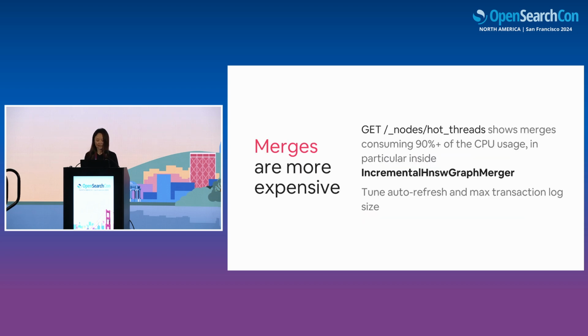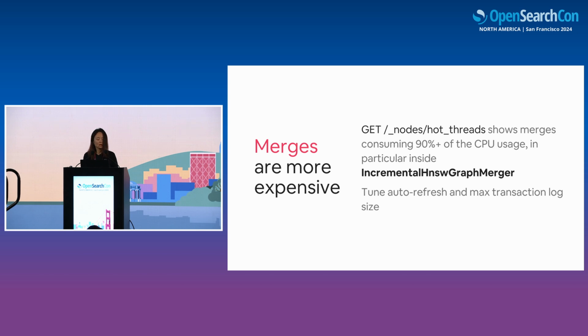The good thing is that OpenSearch has these nice hot threads APIs that give us information about which threads are hot and what they're doing. By checking through this API during writes, every time we saw similar patterns. We saw that merges were taking about 90% of the CPU time, and particularly this class, the incremental HNSW graph merger. So it was not necessarily the write itself that was taking the most time, but the merges of the segments that were created during the writes.